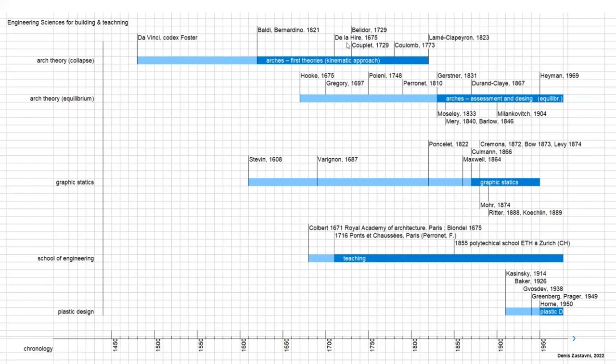So you will see a very famous contribution to people that will be teaching in the School of Architecture the first time, in light blue, and in the School of Engineering the second time. About the question of equilibrium that is central to graphic statics, the first one will be Hooke, then you will have work from Gregory and Pollini, this famous analysis on the arches from Roma that I will be presenting later, to arrive at proposals from Gerstner, Mosler, and Méry.